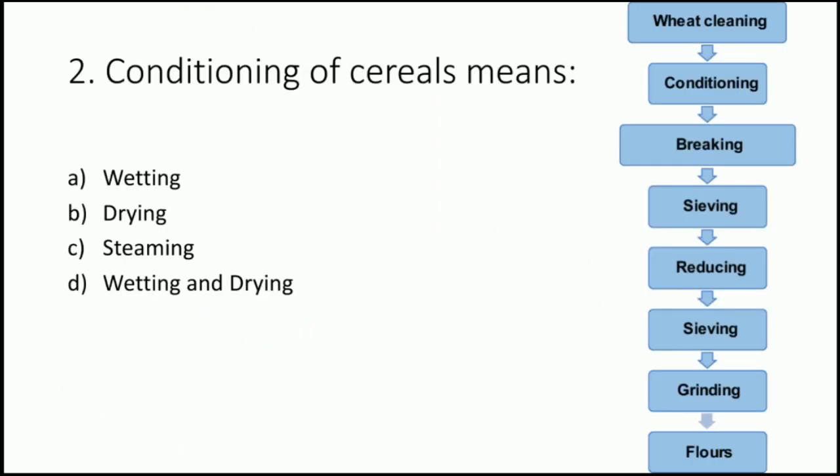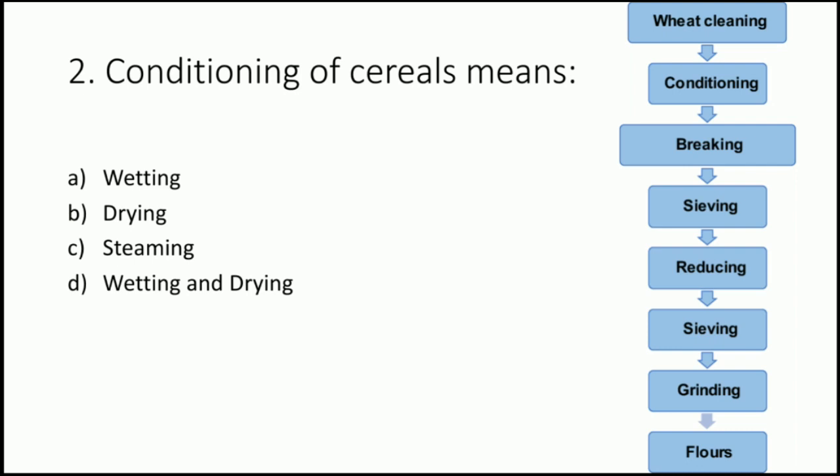Let's move on to the second question, which says conditioning of cereals means wetting, drying, steaming, wetting and drying. Here I have given this flow chart. Whenever we mill cereals, there is one important step known as conditioning, done at a very initial stage. We have our cereal grains; first we clean those and then we subject them to the process known as conditioning. After that, we pass our grains through rollers to break them down, to extract the endosperm and to remove the bran and husk layers. So this is an important step in cereal milling.